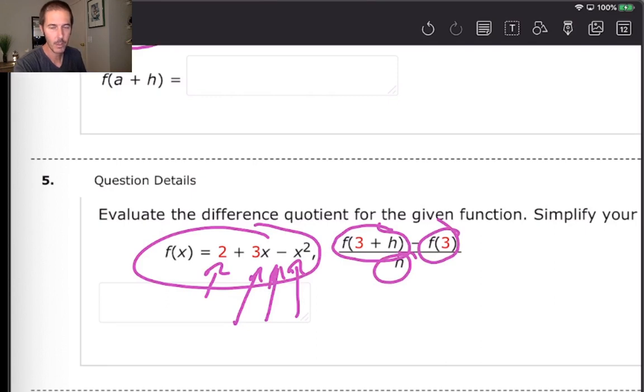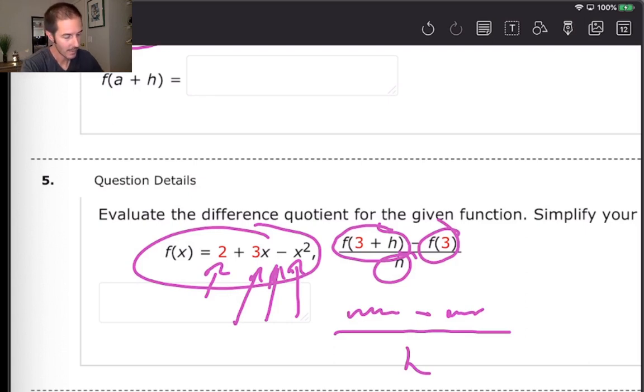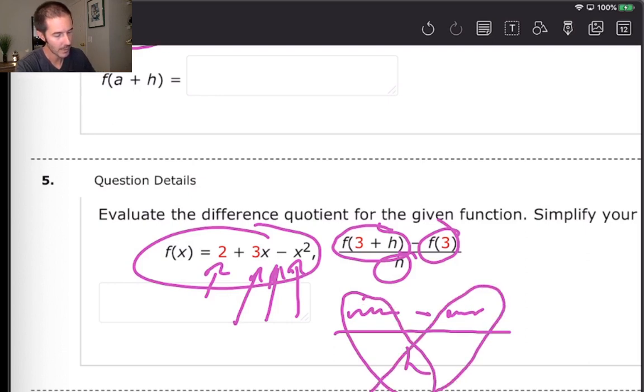So this is 3 problems in one, in a way. Once you've got f of 3 plus h, and this says minus the f of 3, you'll have to do some combining of like terms there, and then you're going to divide that expression by h. My hope is that in the numerator you have maybe no constant values. Maybe you'll get to cancel an h or reduce by h here, and reduce by h here.